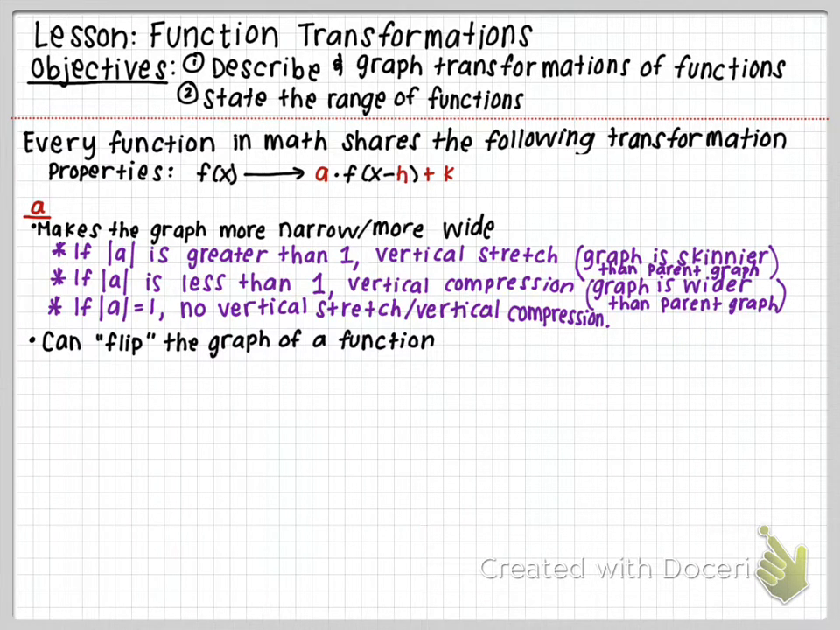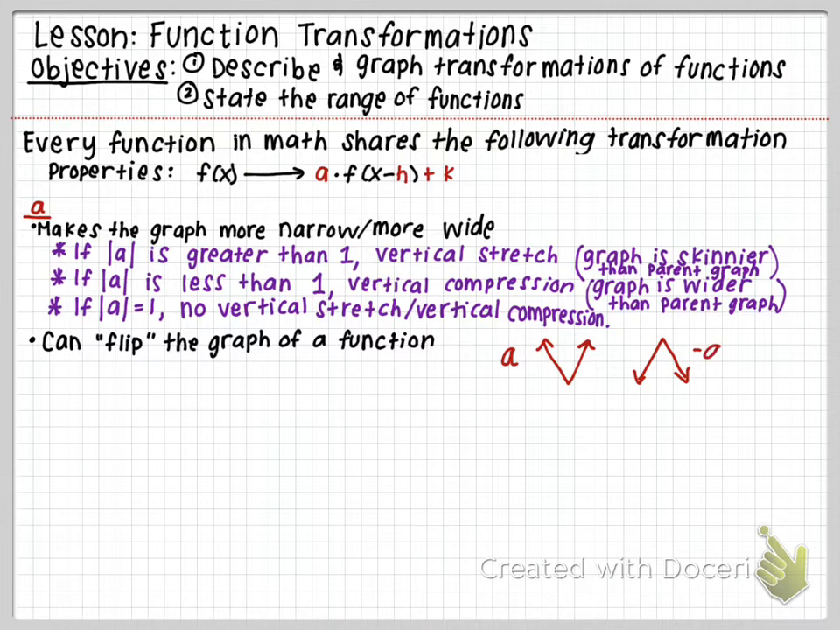All right. A has two different things. It makes the graph either more narrow or more wide. A also can flip the graph of a function. What the heck does that mean? Well, remember with absolute value functions, it always pointed up. It was a V, right? But if we had a negative A, so this would be a positive A, maybe a 1, a 2, a 3, a 4, anything. If we have a negative number, it's going to look like this. It's just flipped.